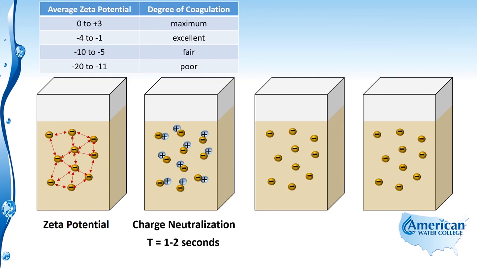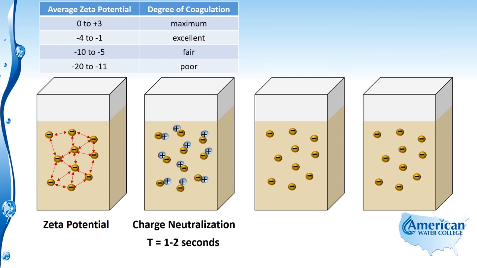And there's different degrees of coagulation. This is how we classify the extent or the degree of coagulation. And it's based on the zeta potential. Well, here you can see this chart in the upper left-hand corner where we have the different degrees of coagulation being maximum, excellent, fair, and poor.